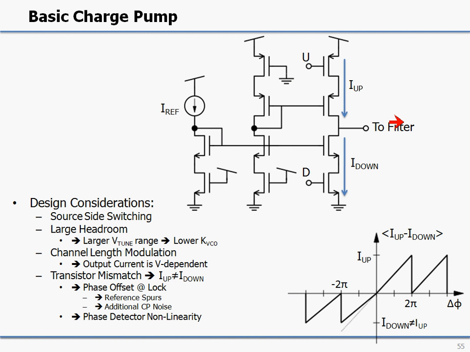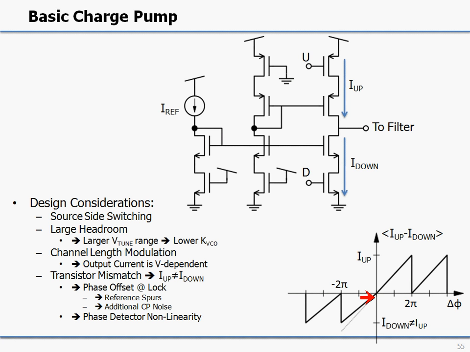As already mentioned several times, there are several design challenges with this type of circuit. A first consideration is that we would like to have as large headroom as possible so that we can get a good swing on the VCO tune voltage so that the KVCO can be reduced. Additionally, we face a matching issue. If there is mismatch in this current mirror or mismatch in this current mirror, this will result in different up and down currents, and as explained in earlier lectures, this will result in a static phase error and consequently also reference spurs.